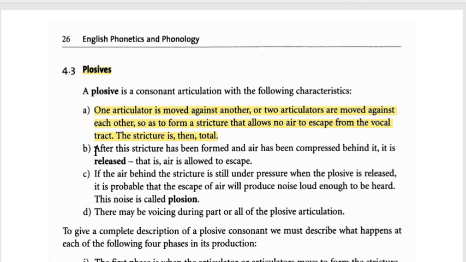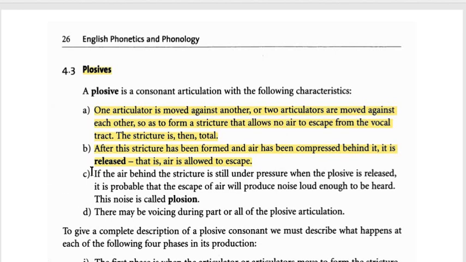After this structure has been formed and the air has been compressed behind it, it is released. That is, the air is allowed to escape. So after this total closure, the air is totally compressed under a very high pressure. Then the air is released. When it's released and escapes, it forms the second part of the production of that plosive sound.